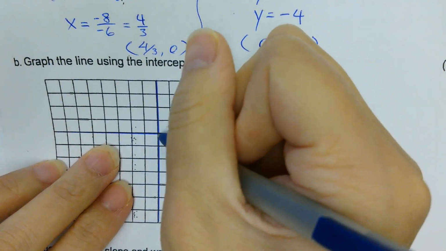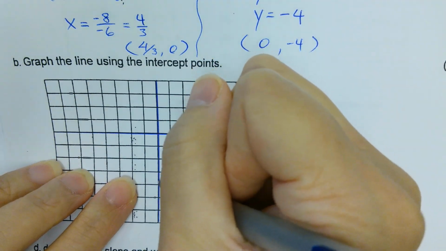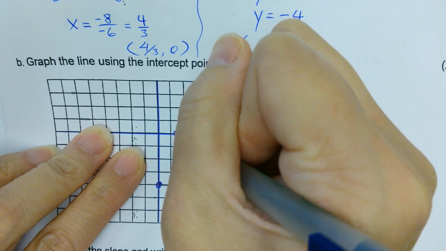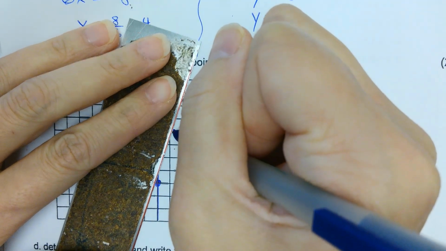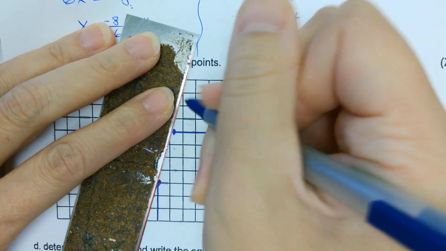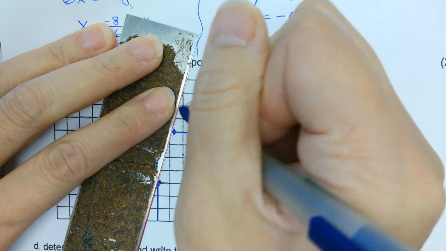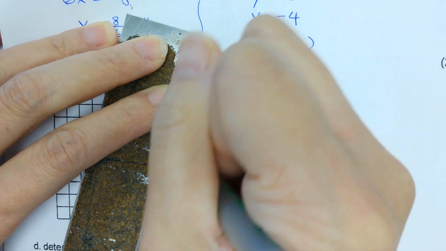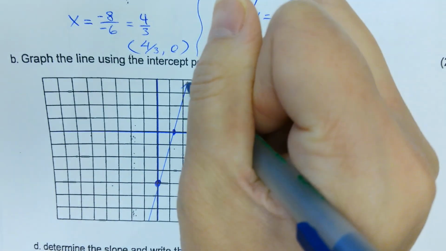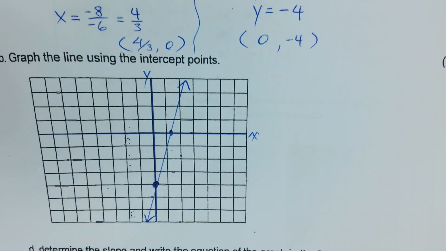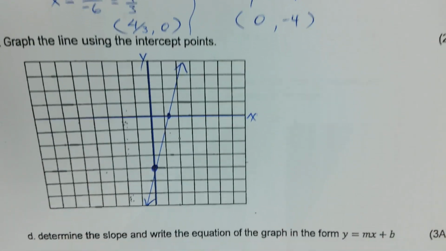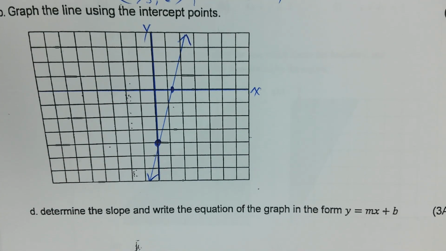Okay, 0, -4, 1, 2, 3, 4. And the other one was 1.3 and 0. Okay, this is my line, x-axis, y-axis. Okay, so I have this. Determine the slope and write the equation of the graph.